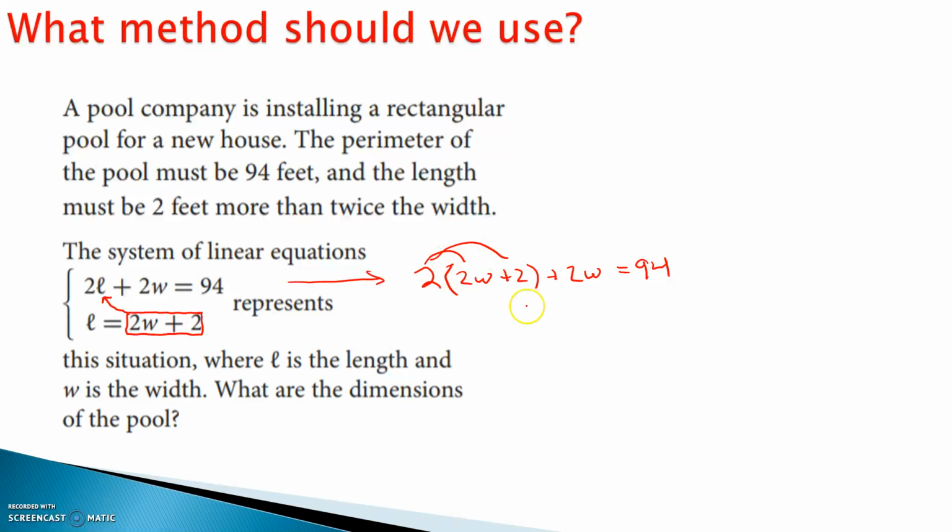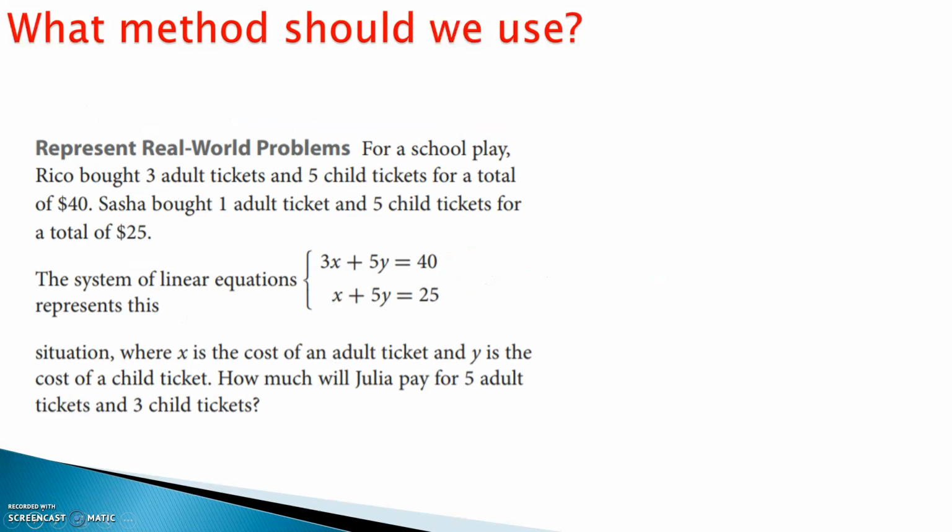And of course, you'd go through the motions here. You distribute, combine like terms until you figure out what W was. And once you know what W is, you plug back into whichever equation you want. So again, elimination might not be the best for this one. I would use substitution because I know what L is. I already have a variable all by itself. All right, the last one here.